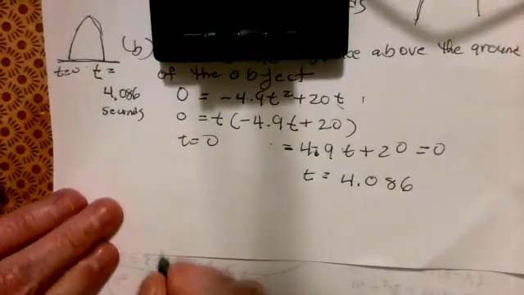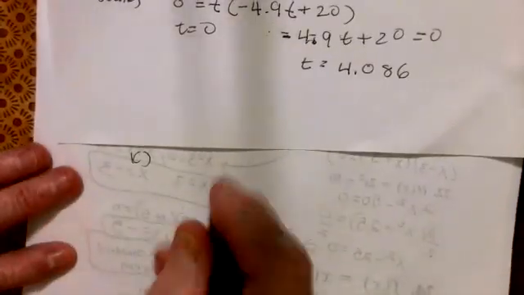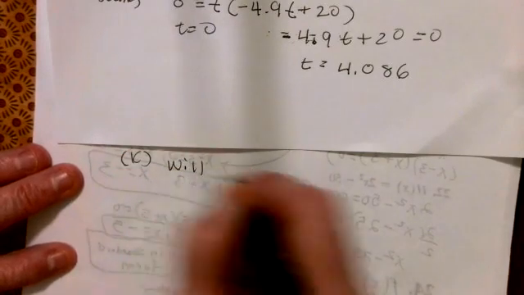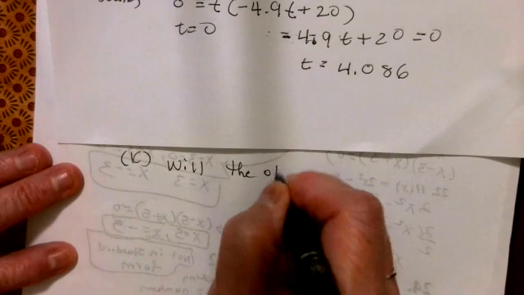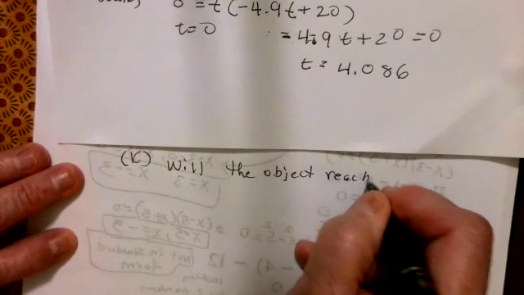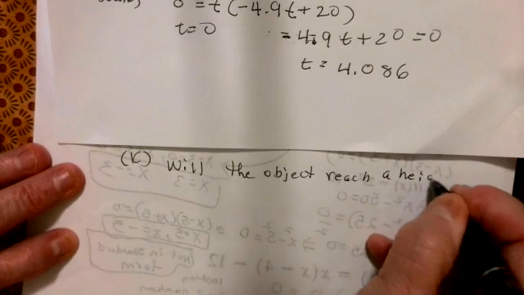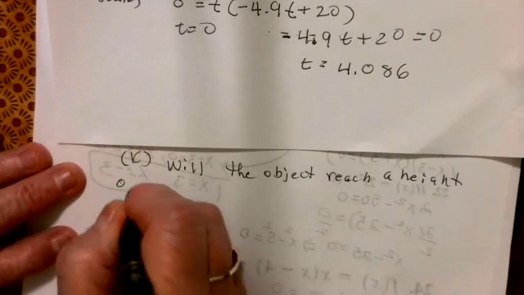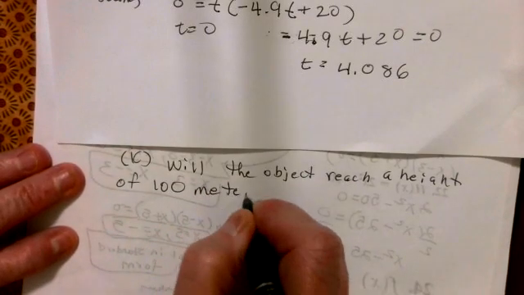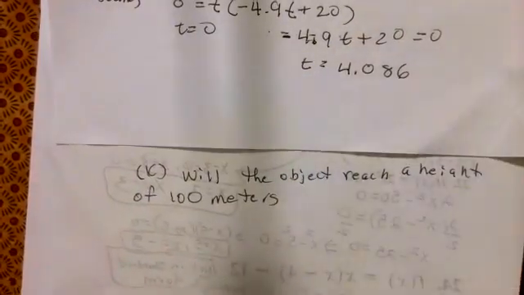Okay, so this is C. And C says, will the object reach a height of 100 meters? Well, we can't just guess, although I'm pretty sure it's a no, but let's look at it.